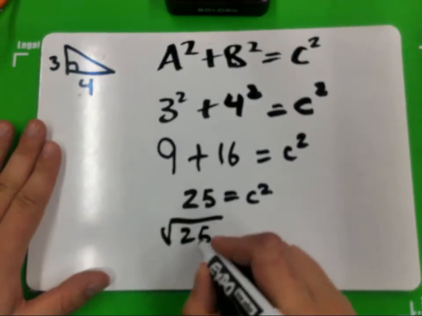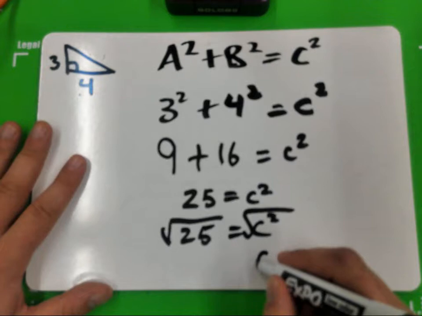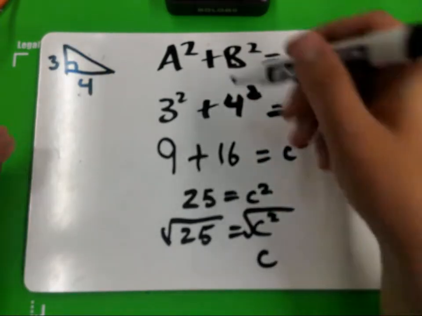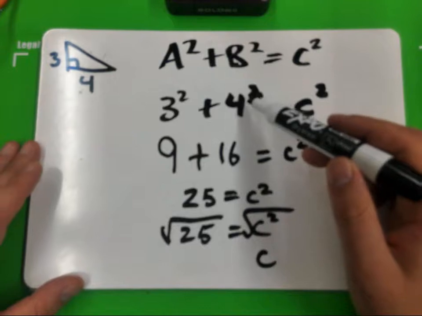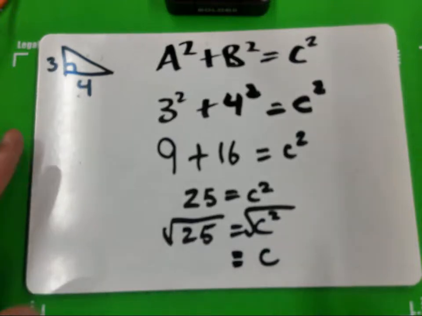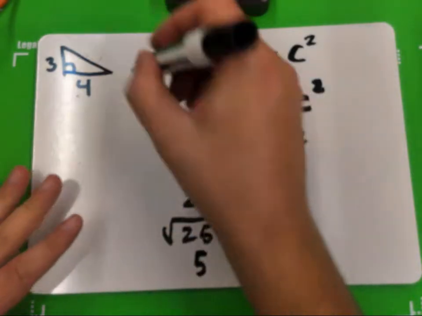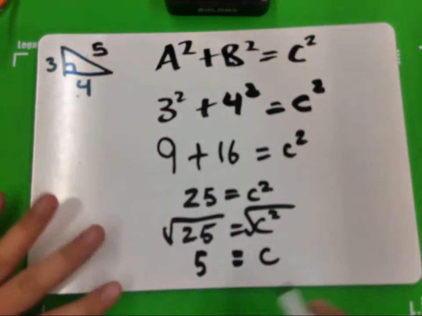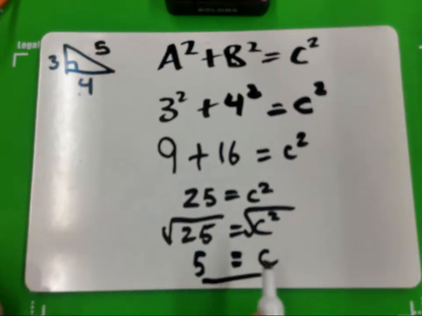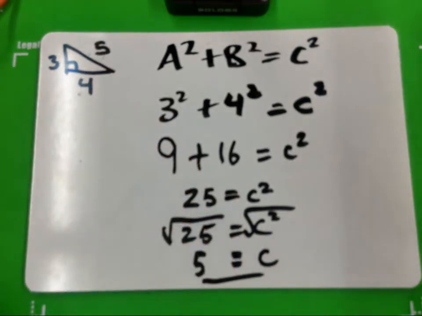So the square root of 25 equals the square root of C squared. The square root of C squared is just C, because the square root of anything squared is itself, right? 4 squared is 16, so the square root of 16 is 4. And the square root of 25 is 5. So our length right here for our hypotenuse would be 5. And this would be a correct answer on a test. C equals 5, 5 equals C. That's your answer. Now, this is called a Pythagorean triple because we end up with 3 numbers that are integers.